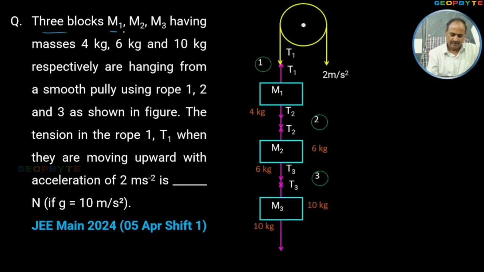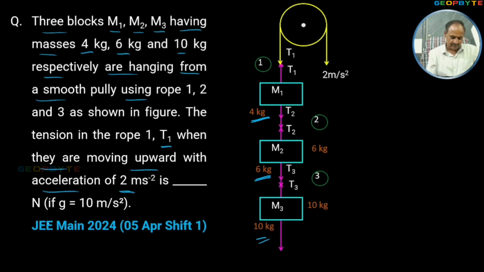Three blocks M1, M2 and M3 having masses 4 kg, 6 kg and 10 kg respectively are hanging from a smooth pulley using ropes 1, 2, 3, which are maintaining the tensions T1, T2 and T3 when they are moving upwards with acceleration 2 meter per second square. Then what is the T1? You are asked to decide the T1.